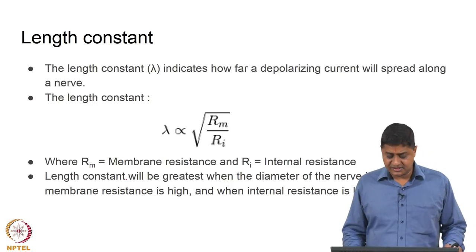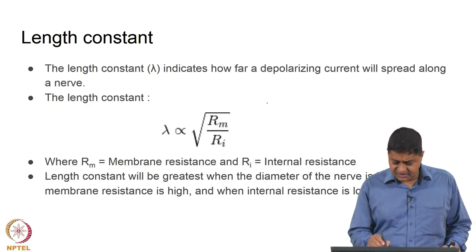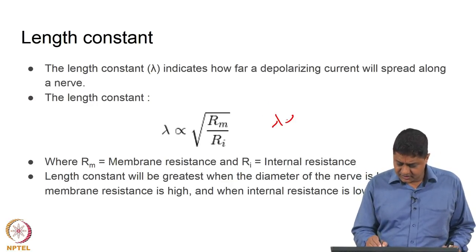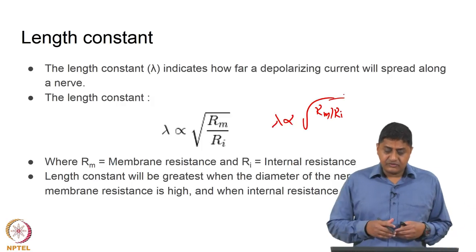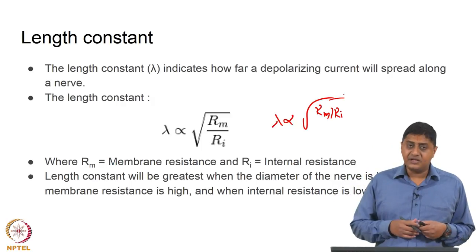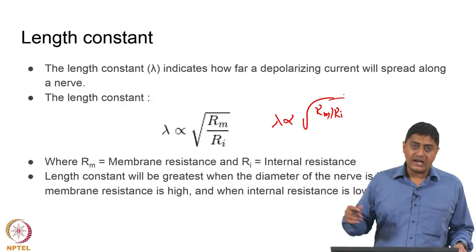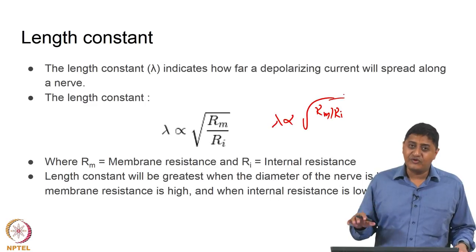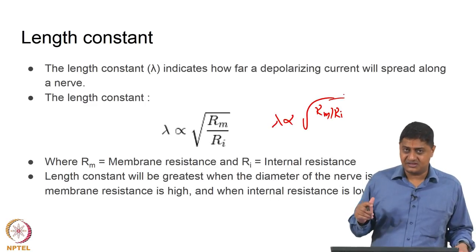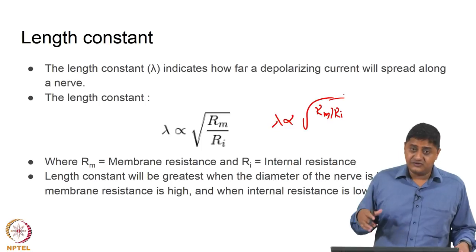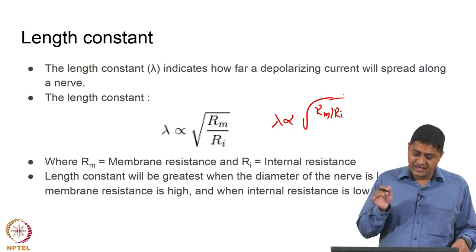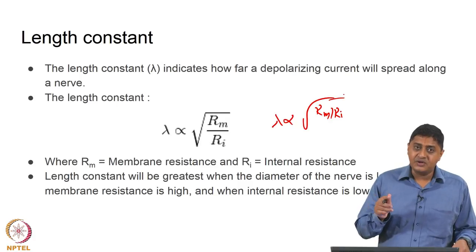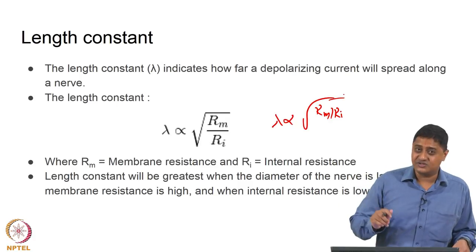What about the length constant? Essentially, the length constant is proportional to the square root of Rm and Ra. To what extent the depolarizing current will go along a neuron before it loses its strength is the question, right. If I were to design the system, this will give me an idea where do I place the next voltage gated sodium channel.